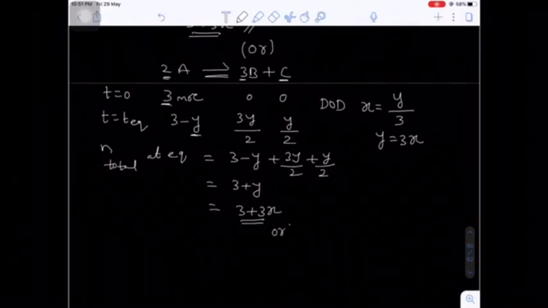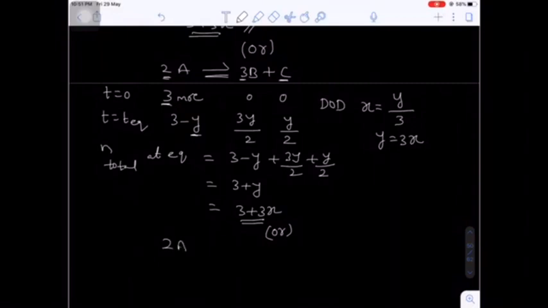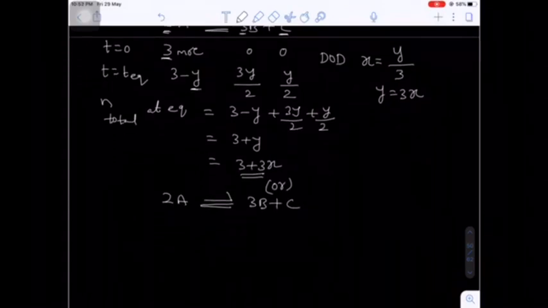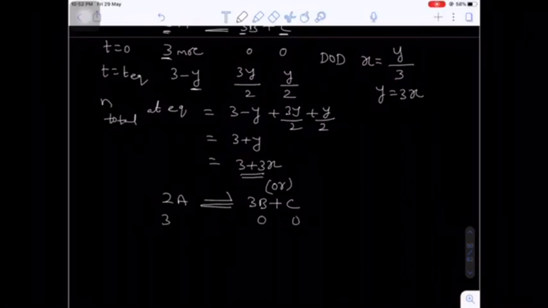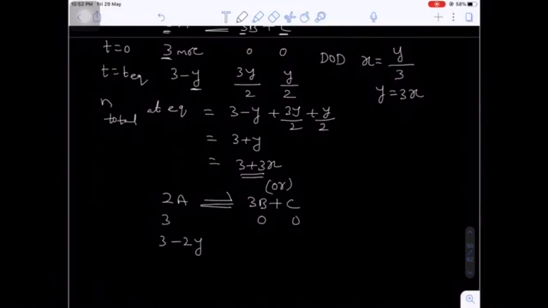Let's suppose I am taking one more method. 2A ⇌ 3B plus C. Let's suppose 3 moles are given to you, and here 0 moles, 0 moles. Let's suppose I am subtracting 2Y moles. Whether you subtract 2Y moles, Y moles, or 10 moles, whatever number of moles you subtract, the final answer will be the same.